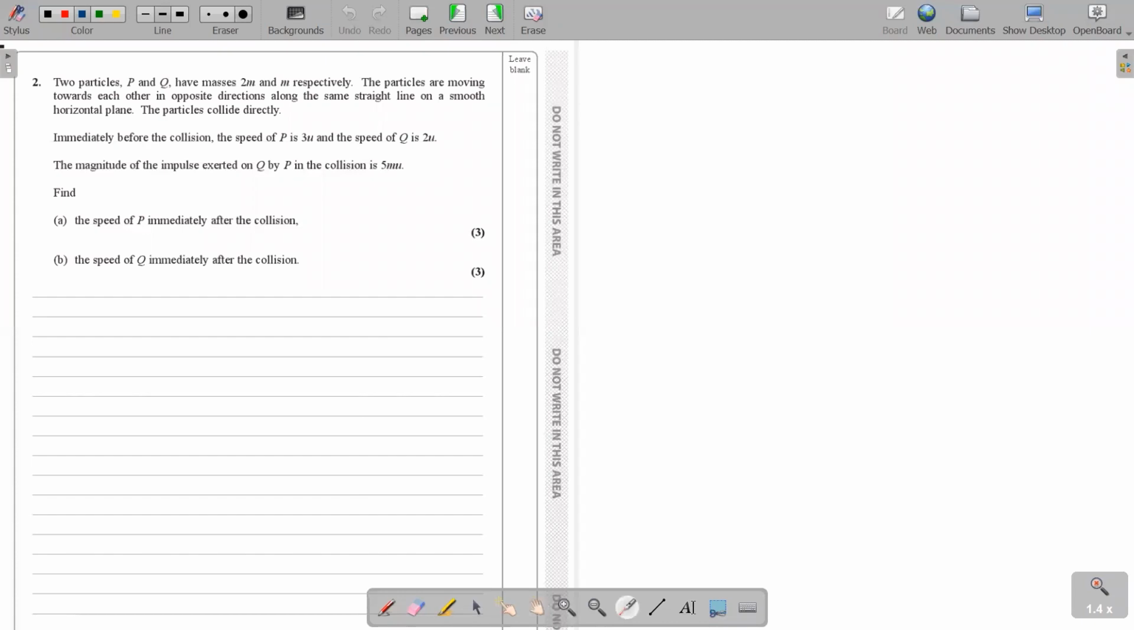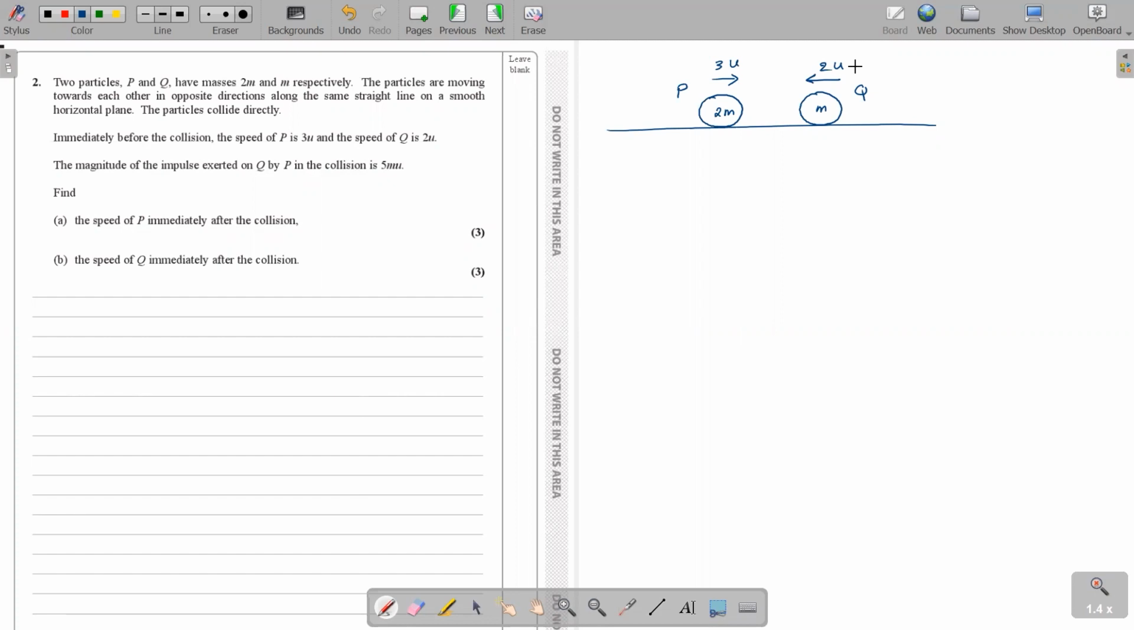Question number 2. Two particles P and Q have masses 2m and m respectively. The particles are moving towards each other in opposite directions along the same straight line on a smooth horizontal plane. So they are moving towards each other. The particles collide directly. Immediately before the collision, the speed of P is 3u and the speed of Q is 2u. The magnitude of the impulse exerted on Q by P in the collision is 5mu.